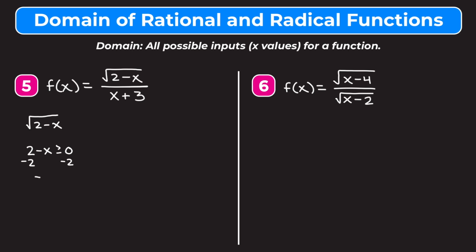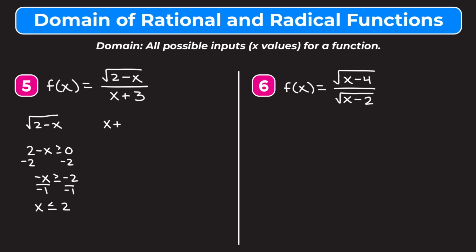On the left, we have negative x. On the right, 0 minus 2 is negative 2. And we have to get rid of this negative x by dividing both sides by negative 1. On the left, we have positive x. We divided both sides by a negative, so we're going to flip our inequality sign. And on the right, negative 2 divided by negative 1 is positive 2. So for our numerator, we get that the domain is x is less than or equal to 2. And now we're going to do the denominator.